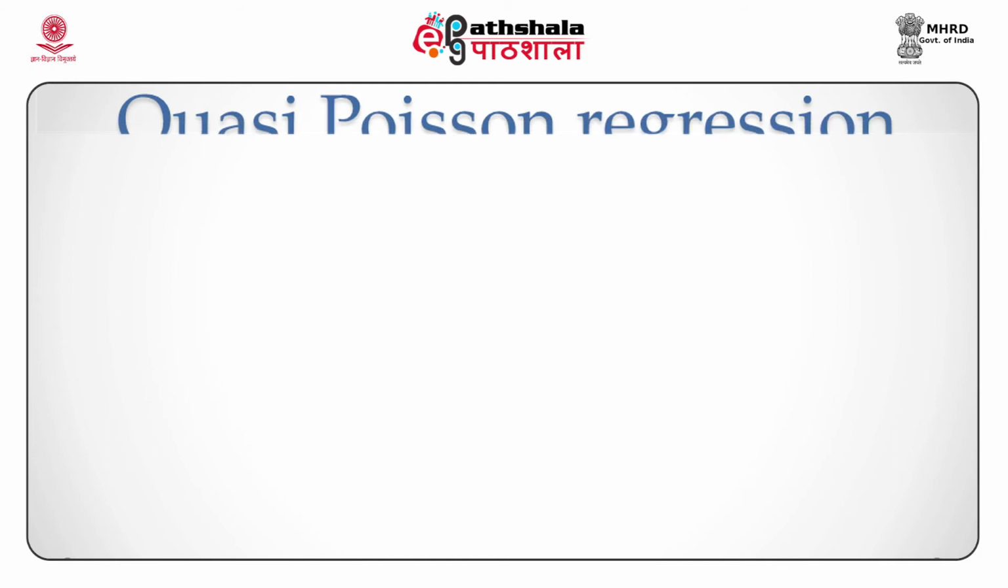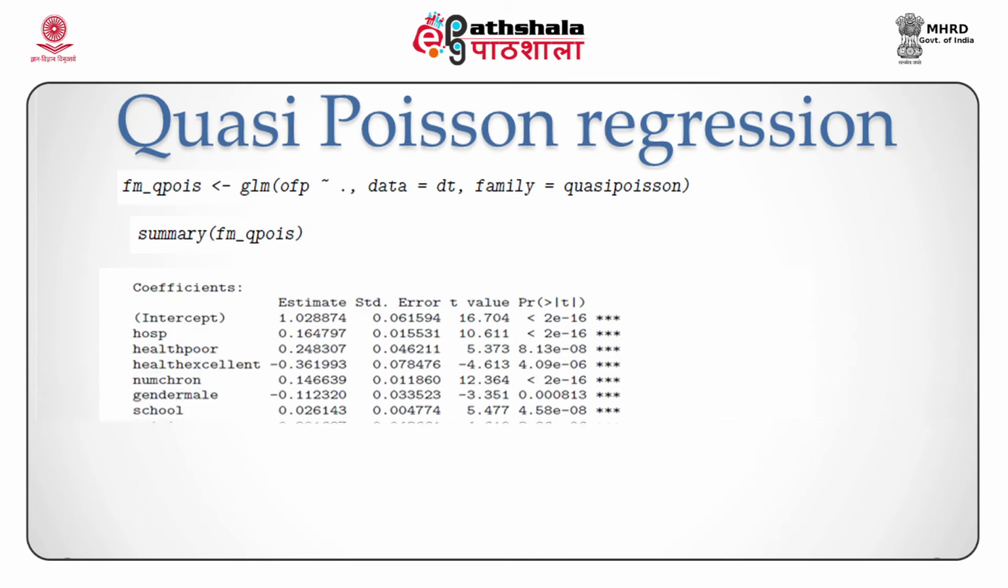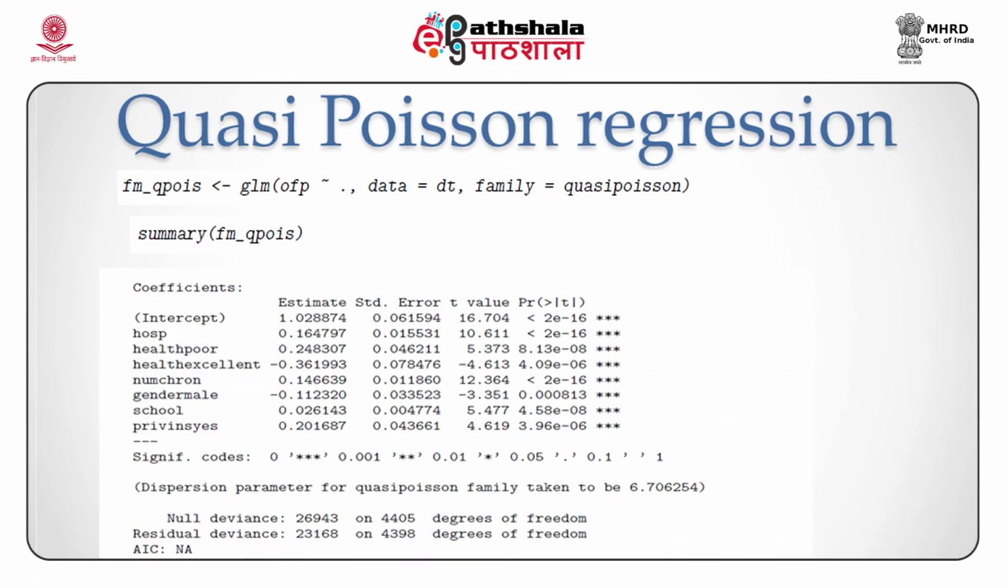Our next option is to fit quasi-Poisson regression. So this can be done quite easily within the GLM framework. So here we have created an R object fm_qPOIS. As before, this is done using the GLM command. The first argument to this is outcome tilde formula. In this case, this is all the covariates in the data set. As before, I say data equal to dt. The only change is that I now say family equal to quasi-Poisson rather than family equal to Poisson.